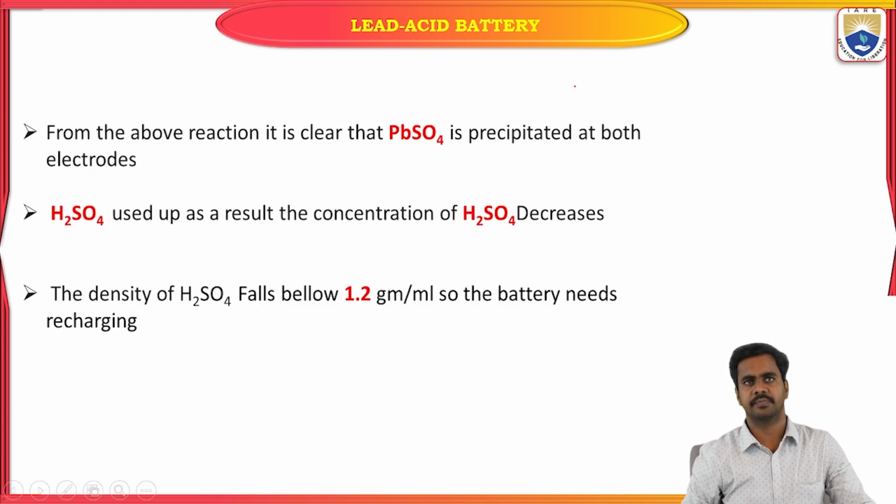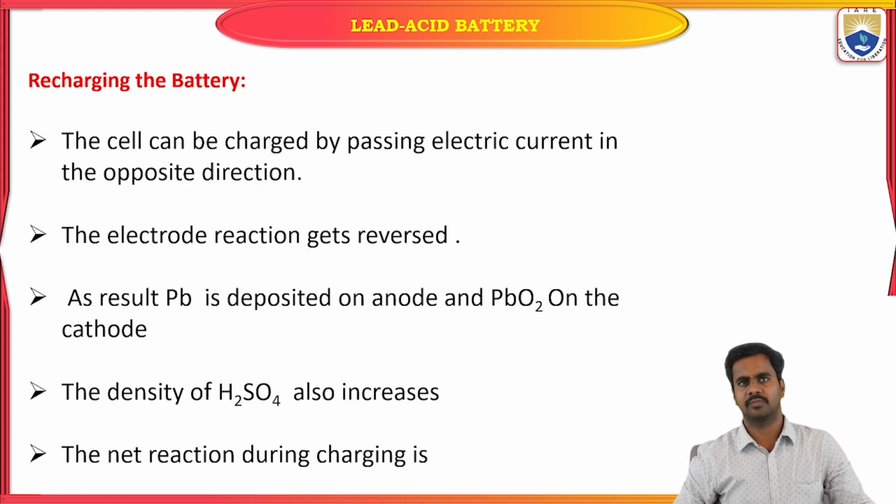Next, from the above reaction, it is clear that PbSO4 is precipitated at both electrodes and H2SO4 is used up. As a result, the concentration of H2SO4 decreases, as well as the density of H2SO4 falls below 1.2 grams per ml. In this condition, that means after the discharging process, the battery needs recharge. Then the battery has to act as an electrolytic cell after discharging.